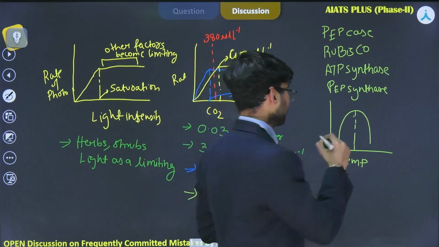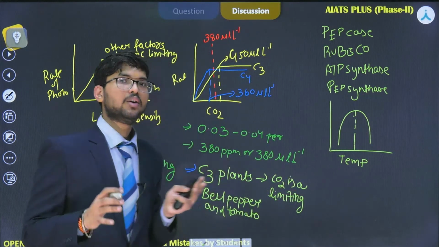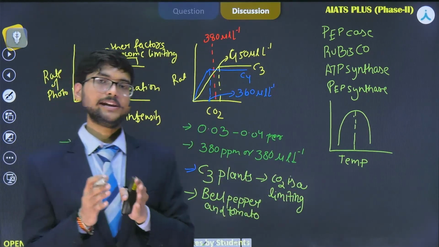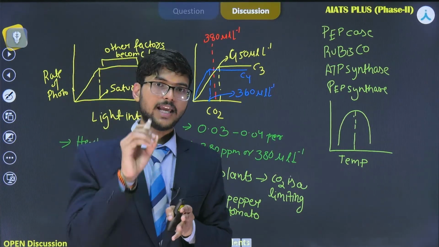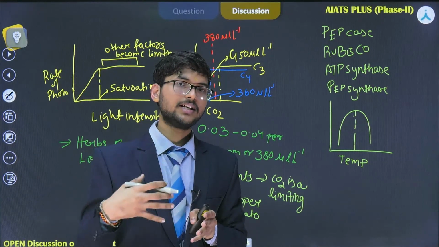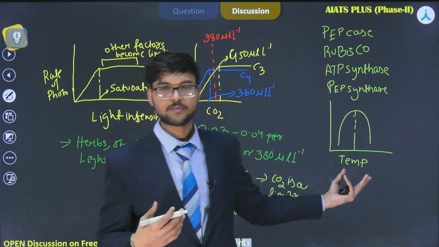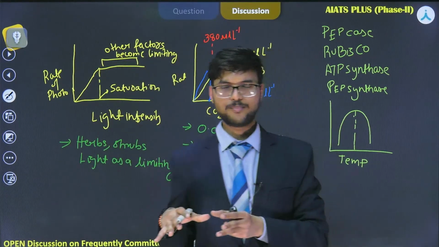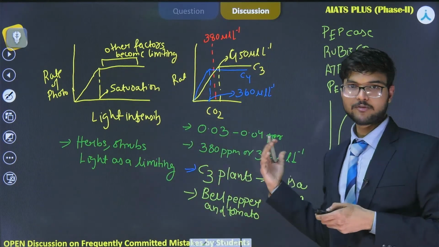Okay, so here this kind of graph can be seen in case of temperature. Now C4 plants are quite adapted to dry tropical regions, and because of this and also their adaptability to higher temperature, they are quite favorable for higher temperature, while C3 plants are not so. Okay, so this was all about the discussion of the factors that affect photosynthesis.